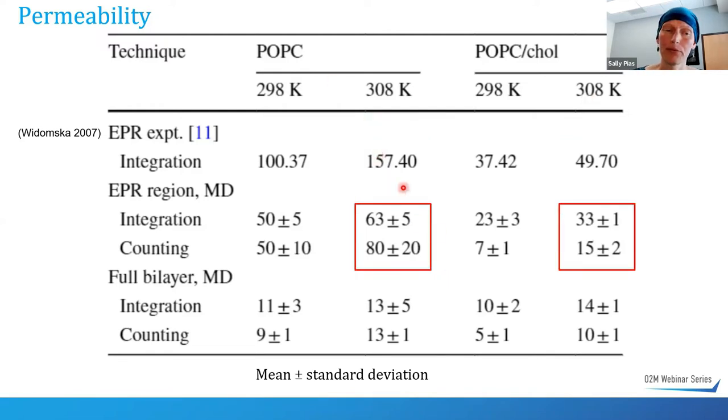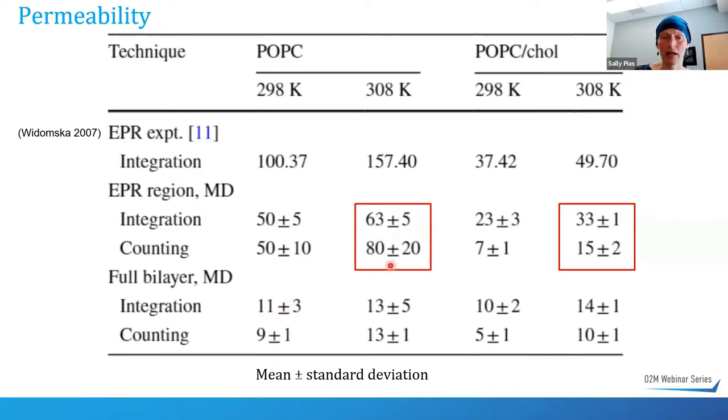Now, we find that if we take into account just the EPR region and use the molecular dynamics simulations to calculate permeability, we see a 2 times reduction using the integration technique, and actually a little more than 3 times reduction using the counting technique. I don't think I have time to explain why we think there's a difference. Note that in POPC with cholesterol, the integration technique and the counting technique do not agree fully. And I think it's kind of intriguing actually, because there's a physical phenomenon, I think, going on, but I won't go into it, but we can discuss it after if anyone's interested.